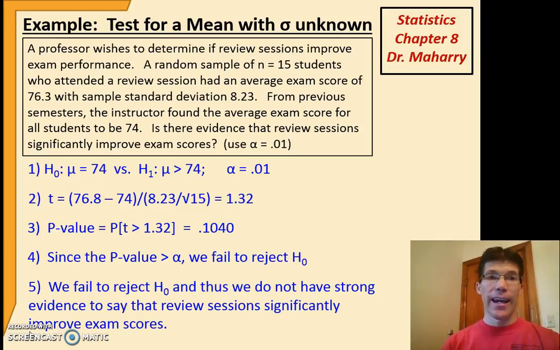Now you'll notice here that the average was slightly higher. But remember, with a hypothesis test, we have to account for standard deviation or variation. We have to account for sample size. And so that's not enough higher than 74 for us to conclusively say that review sessions are improving exam performance. So there's your 5 steps for a hypothesis test on a mean. For tests on a mean, if you assume standard deviation is known, you can do a z-test and do your 5 steps. If sigma is unknown and you have sample standard deviation, it's basically the same 5 steps, you're just using a t-distribution.